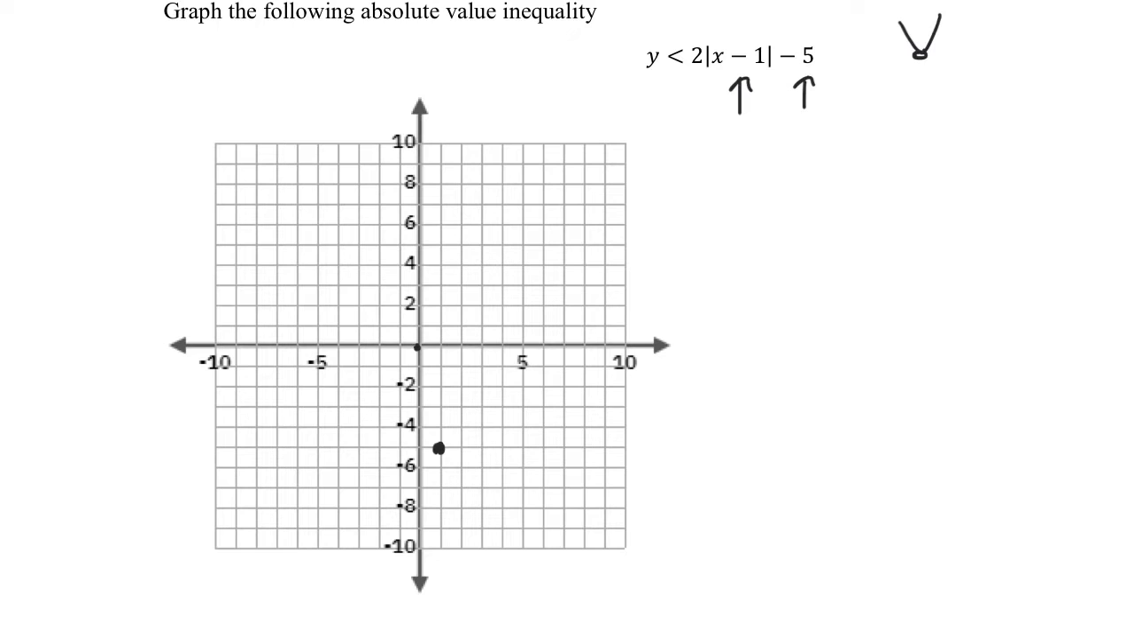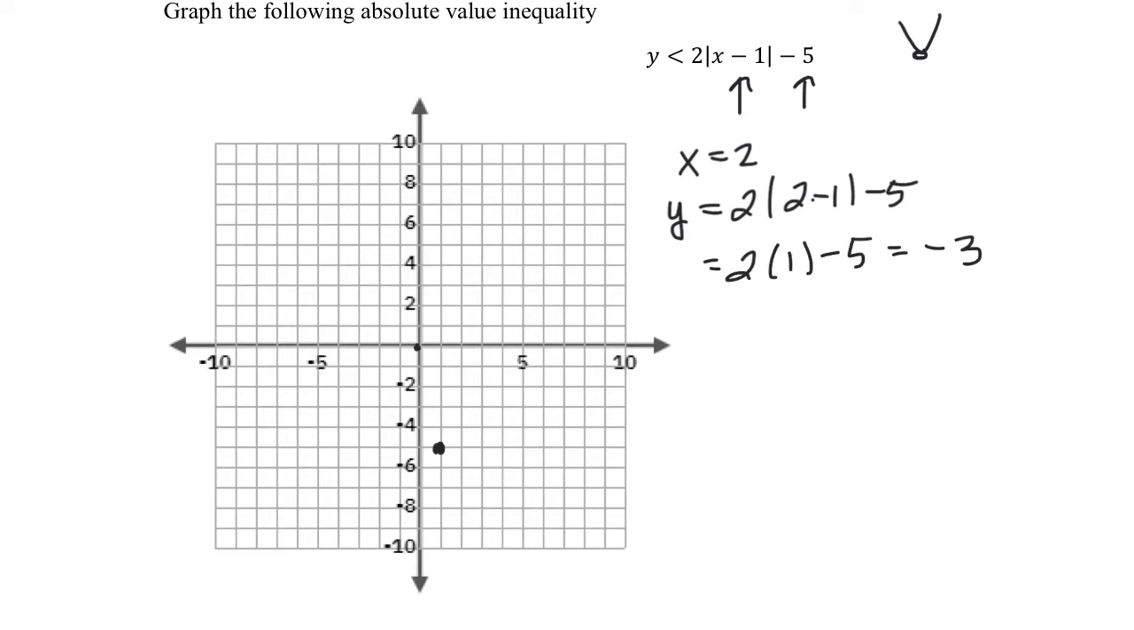Now we need to find points on the right of the vertex and the left of the vertex. So I'm just going to choose x is equal to 2, substitute that in and find its y value. We're going to pretend this is an equal sign just to find our points. If I substitute a 2, you get 2 times the absolute value of 2 minus 1, minus 5. So 2 minus 1 makes 1, and the absolute value of 1 is 1. So this is 2 times 1 minus 5. Well, 2 times 1 makes 2, minus 5 makes -3. So I have another point at 2, -3.